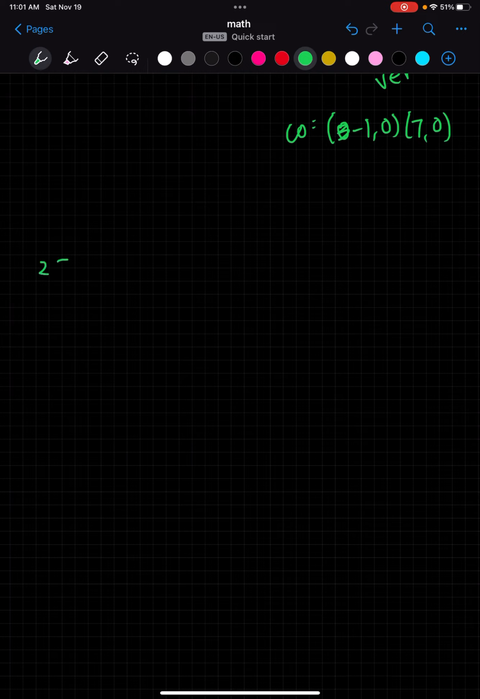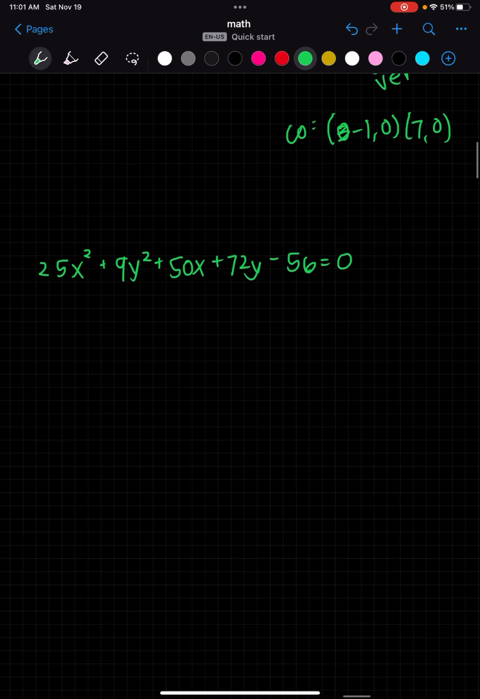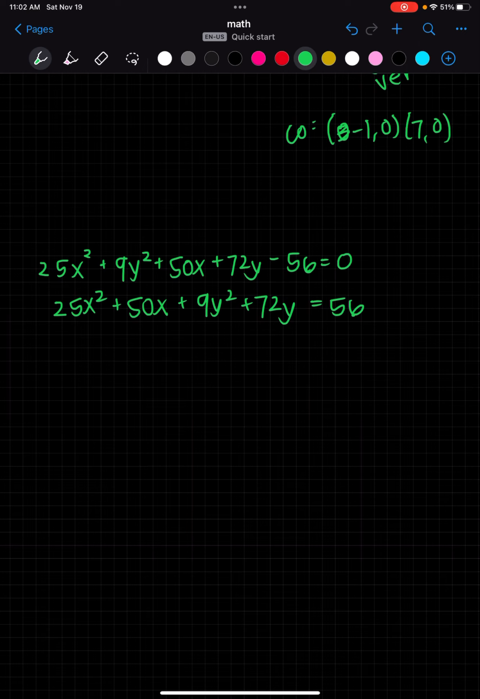Okay, so we have 25x squared plus 9y squared plus 50x plus 72y minus 56 equals 0. So again, I'm going to get the x's together, the y's together, and the thing without the x or the y on the other side. So it's 25x squared plus 50x plus 9y squared plus 72y equals 56. Now, notice that there are numbers in front of the x squared and the y squared, so I've got to factor those out.